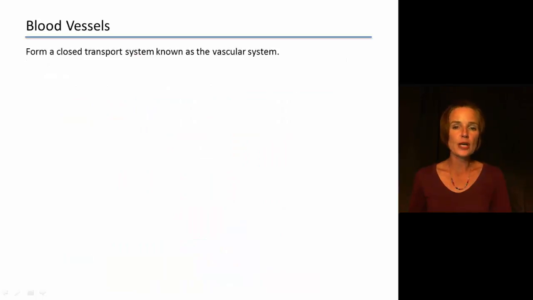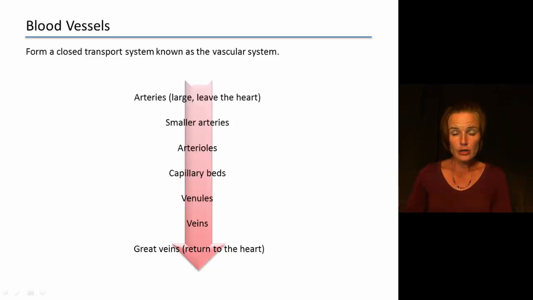The blood vessels are going to be a very important part of the cardiovascular system. They are working together with the heart, and they are going to form a closed transport system known as the vascular system. Another way to look at it is that this is a series of tubes that encase and allow the blood to move through them. There is a very specific order that the blood is going to move around the body.